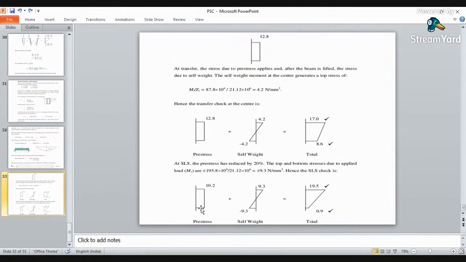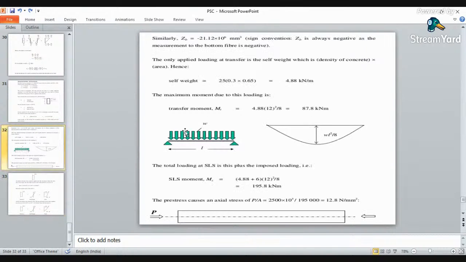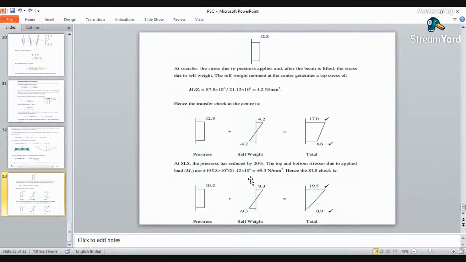So for this case we had taken total moment because of the dead load and live load. This one 4.88 is the dead load intensity plus 6 is the live load intensity. Okay, so the total moment is 195.8 divided by section modulus. This is 21.12 into 10 raised to power 6. This will give us plus or minus 9.3 Newton per mm square.